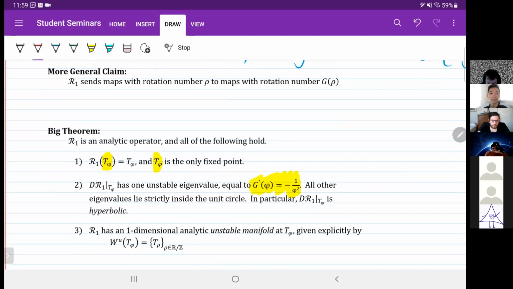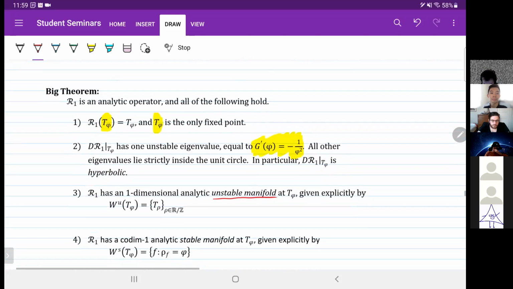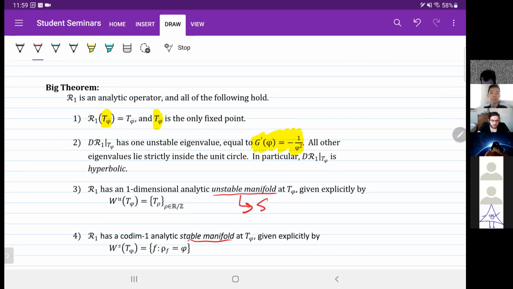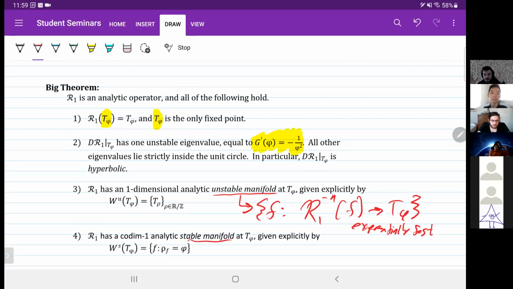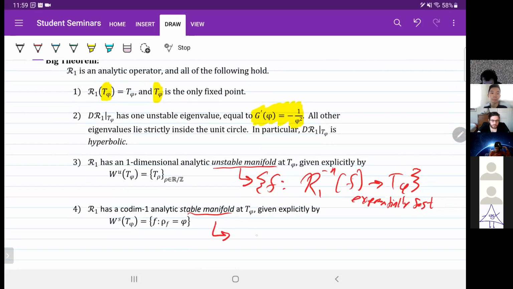So in dynamics, hyperbolicity is important because it gives us stable and unstable manifolds. An unstable manifold is the set of F such that R minus 1 of F goes to T phi exponentially fast. So this is the set of things such that the pre-images converge to the fixed point. In backwards time, it goes towards the fixed point exponentially fast. In forwards time, it goes exponentially fast away. The stable manifold is the same thing, except in forward time. So it goes towards T phi exponentially fast.